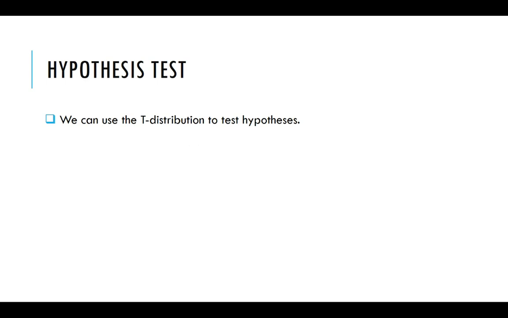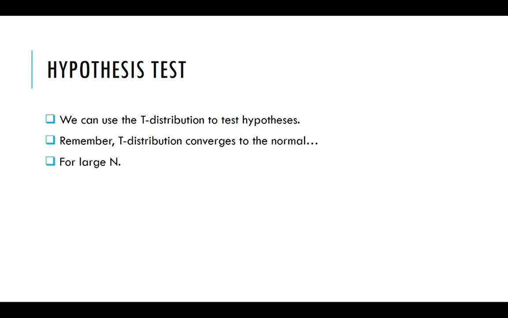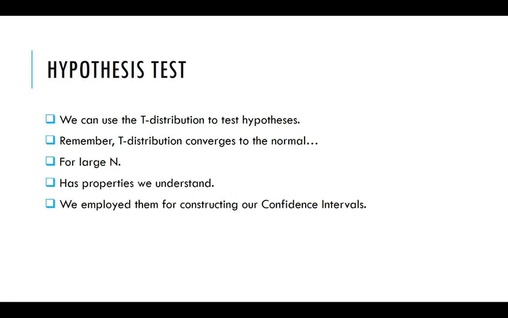Remember, we can use the t-distribution to test our hypotheses, but it's also important to remember that our t-distribution converges to the normal distribution for large N, right? And large N are considered to be 30 and above. We like this t-distribution or normal distribution because it has properties that we understand. We've used them already, guys, right? We employed them for constructing our confidence intervals.